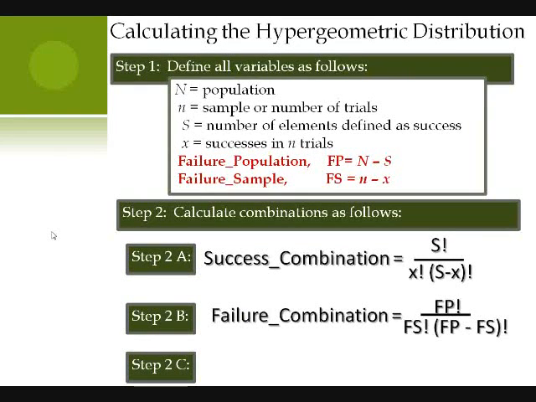Now, part B of step 2 is the failure combination. And so you can see, FP, where we've gone ahead and subtracted off our successes from the population. And now we just simply compute the factorial and conduct this calculation. And part C of this step is the population combination.